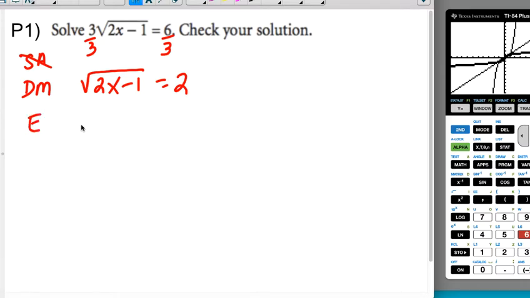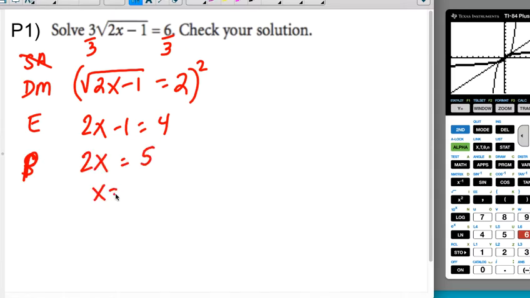When I deal with the exponent, I'm going to square both sides, right? So I'm going to get 2x minus 1 equals 4. When I deal with the stuff that was inside the root, I get 2x equals 5. x equals 5 halves, right? And that seems to be my answer. I'm going to go ahead and check.